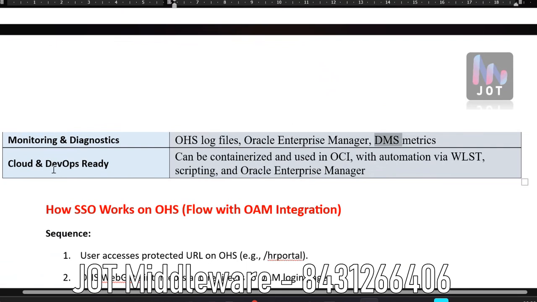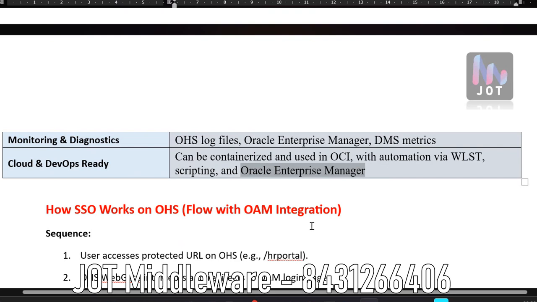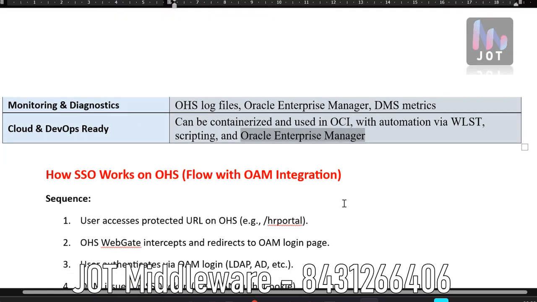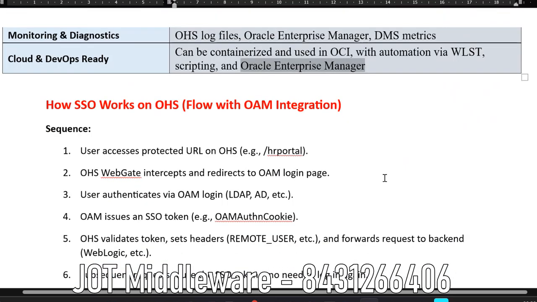And in cloud native environments, it can be containerized and used in OCI, which is Oracle Cloud Infrastructure. You can do automation using WLST and shell scripting or Bash. You can also use Enterprise Manager for managing your OHS configuration and mapping the applications or modules. So management, monitoring, performance, security, and integration, everything is provided.